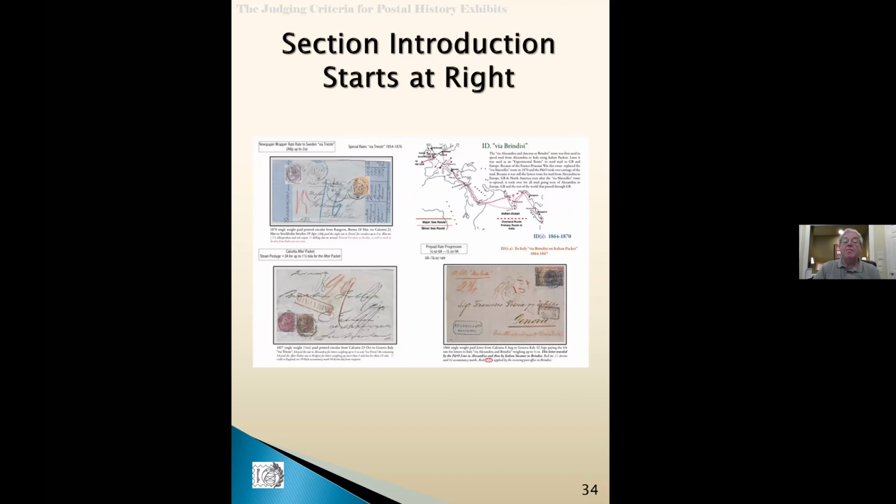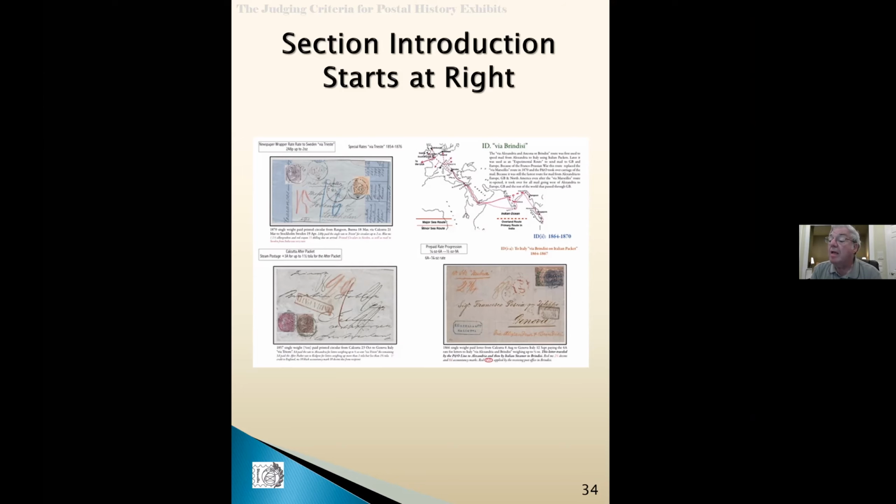Now we have section introduction starts at the right. Flexible. The double pages provide flexibility. You can have section introductions on the right side as well as the left side on a double page. Probably could have it on the bottom of the right side if you really got stuck, but it's much better to have it on the top.